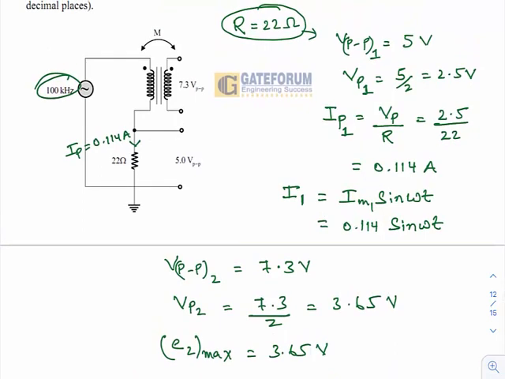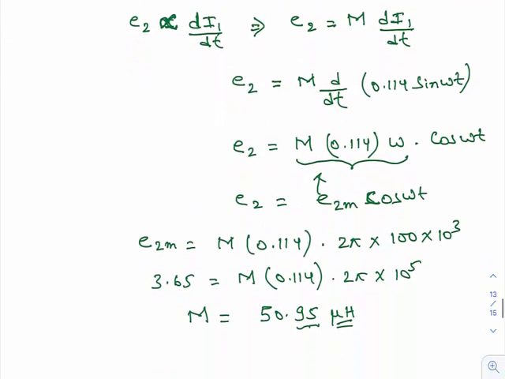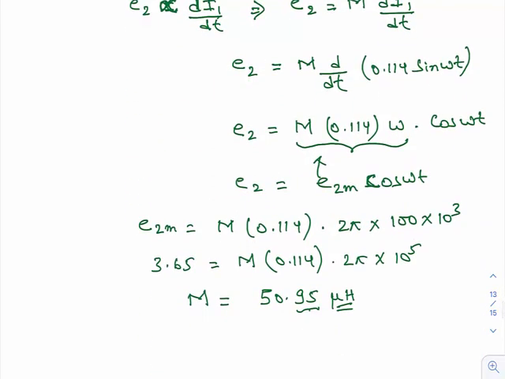So using the current of primary winding, because it was connected in series with the resistance, I am getting the sinusoidal current equation of the primary winding, and due to this sinusoidal current, the EMF that is induced in the secondary is E2 equal to M di1 by dt, and using this concept I am getting the mutual inductance between primary and secondary.